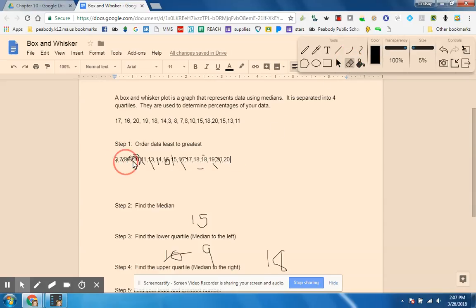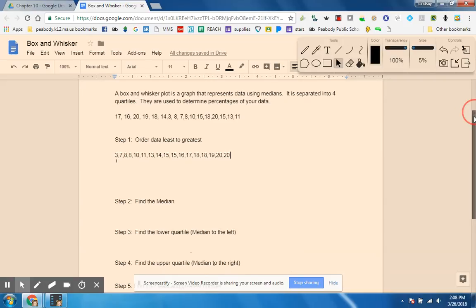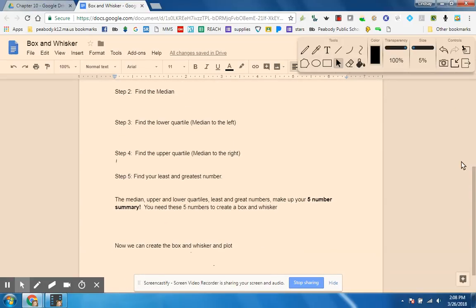And then we have almost every number we need except for the smallest and the biggest. But those are really easy to find. You're just looking at them. Okay, so let me just erase this. We'll move on. So we're finding what's called the 5-number summary. So we need the smallest and the biggest number. So your smallest number is 3. Your biggest number is 20. I'm just looking from our order.